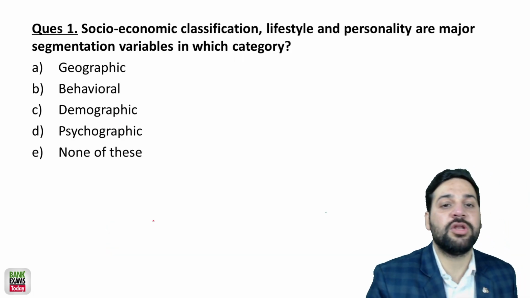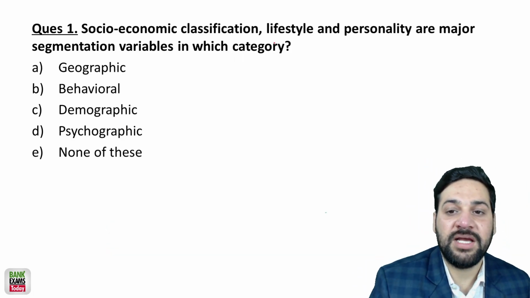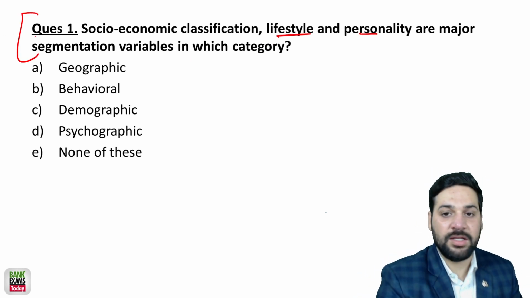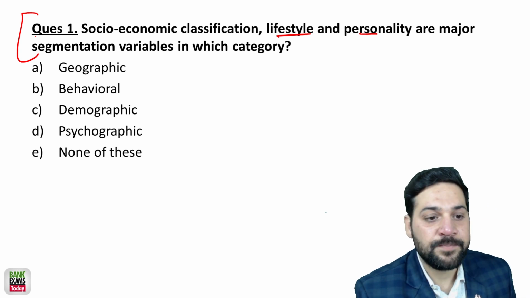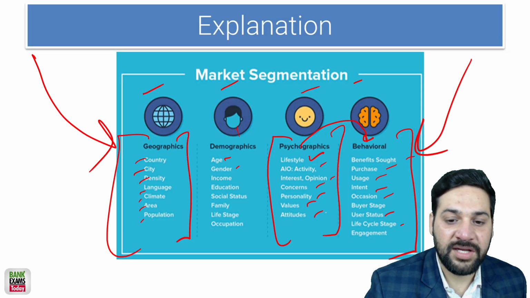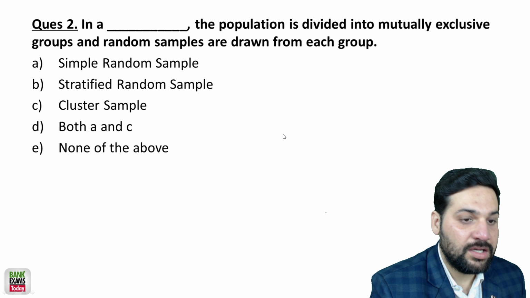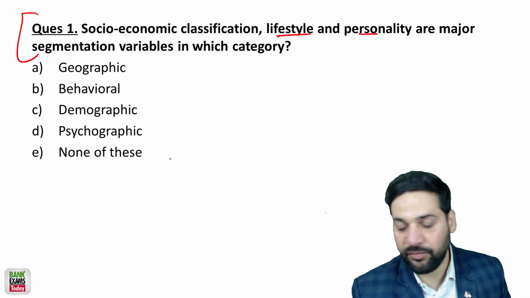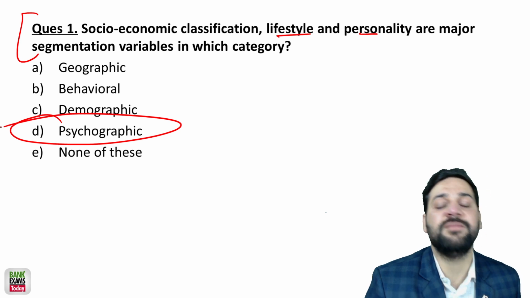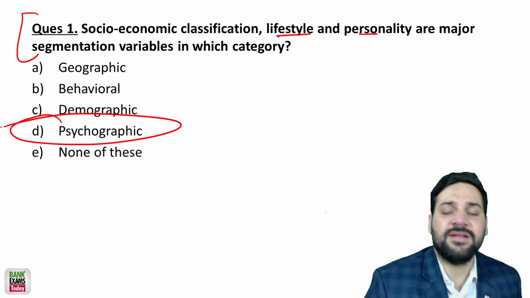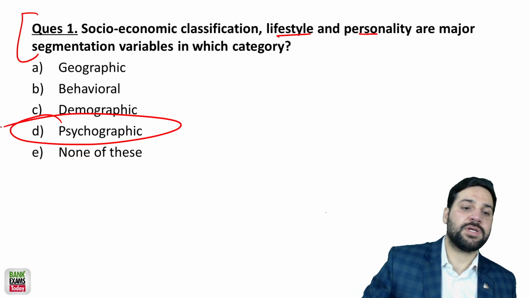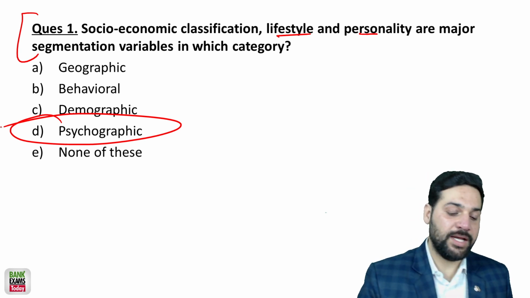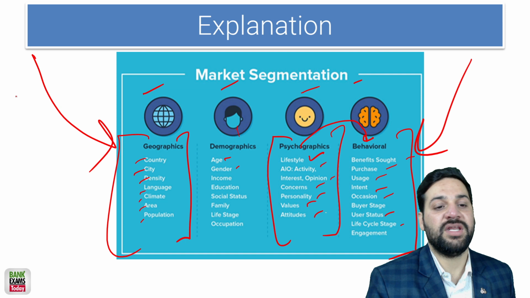Now the socio-economic classification, lifestyle, personality are major segmentation variable in which category? Now you can relate it. Lifestyle and personality. Lifestyle and personality are which one? Psychographic. So it is psychographic. So first answer is D. Very simple. Many of you mark this answer wrong. Many of you click behavioral, which is wrong. The correct answer is D, right? So please remember this chart, very important.